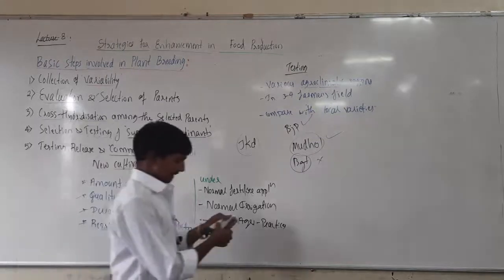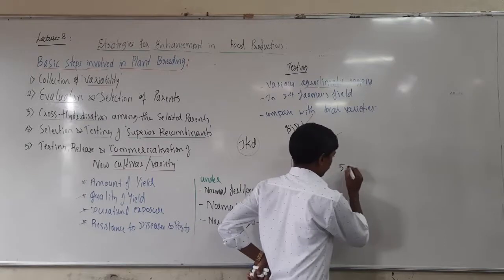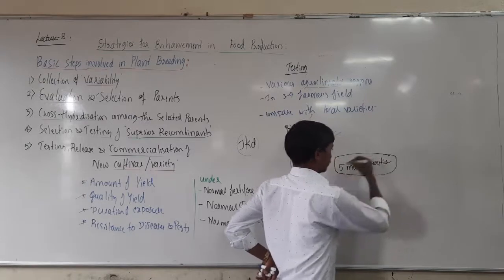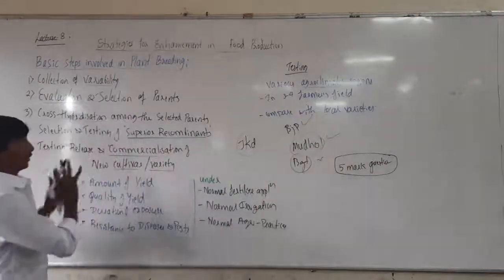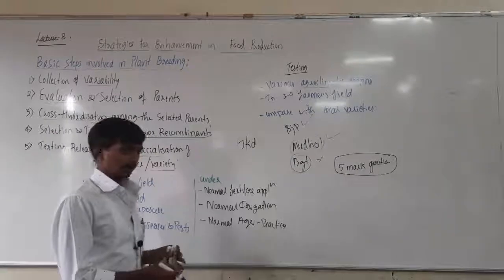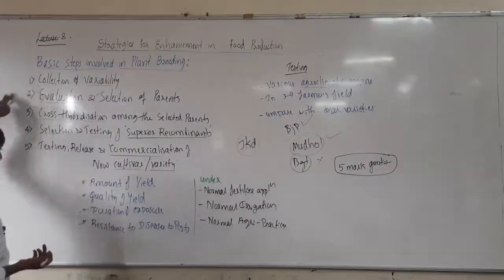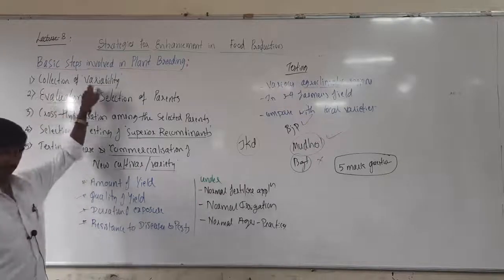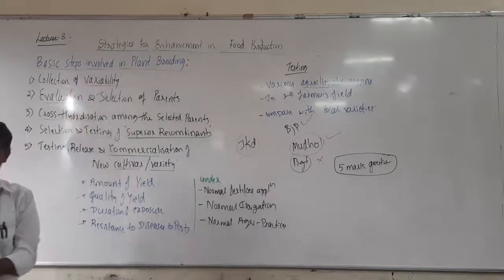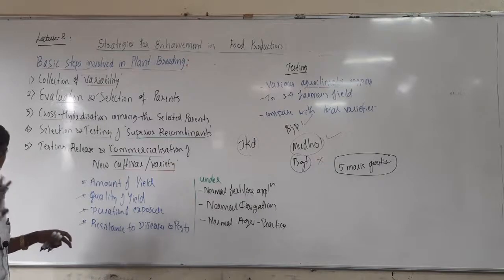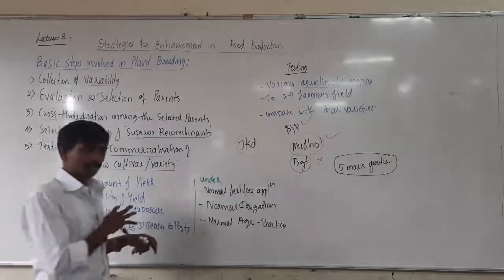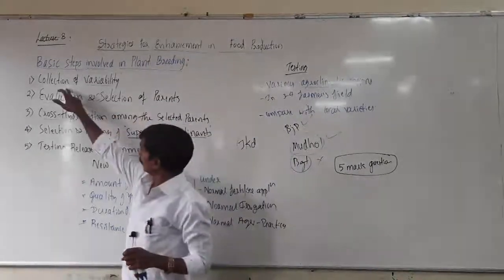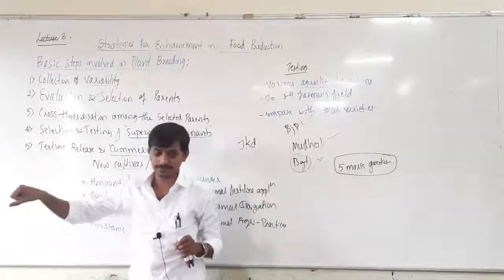In theory examination, it is the most commonly asked 5-mark question in this chapter, that is strategies for enhancement in food production. Okay, so first remember all the 5 steps and try to explain what is the meaning of that step. No need to write complete details, because if you go on writing, it may reach 4 pages, right? So don't try to write all the things in theory examination. Just write the meaning of that line. What does it mean? Okay, that's enough.